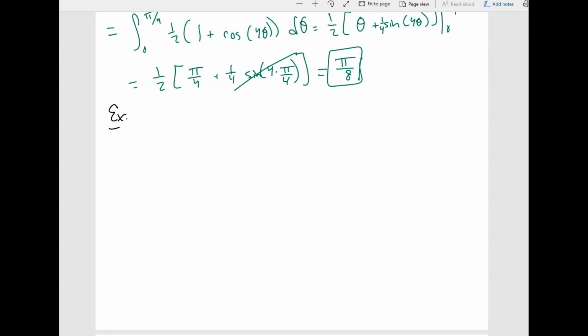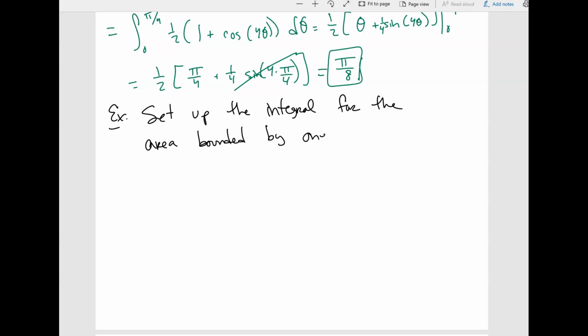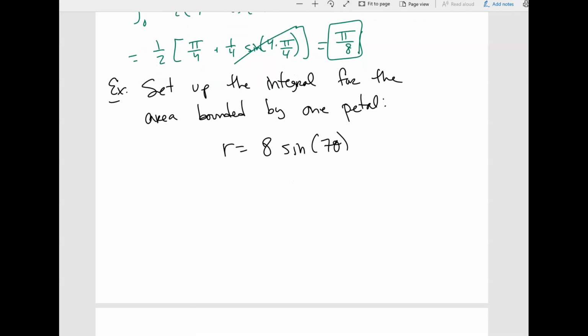Okay, so set up the integral for the area bounded by one petal. Here we have r is equal to 8 sine of 7 theta. In this case, notice that this is going to give me a whole bunch of different petals.